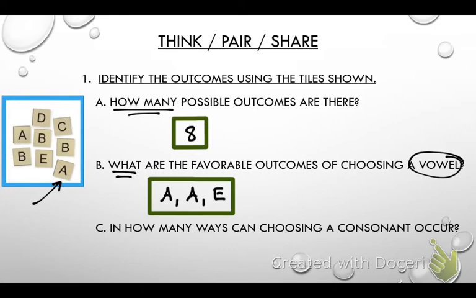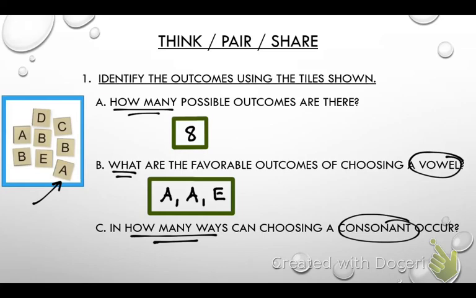In how many ways? Everybody underline the words how many ways. Am I looking for the specific tiles or am I looking for a number? A number. I'm looking for a number because it says how many. Anytime you see how many, that's a number. In how many ways can choosing a consonant occur? I want you to circle the word consonant. Basically, what we're doing right now is identifying what we're looking for. A consonant is simply not a vowel. So we are looking for the things up here that are not a vowel.